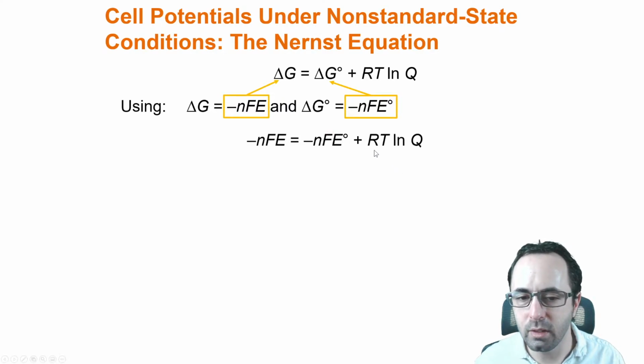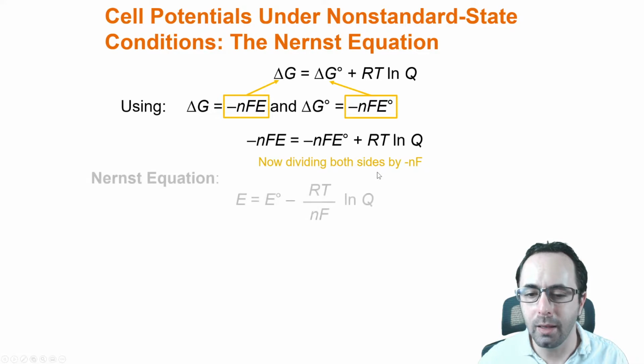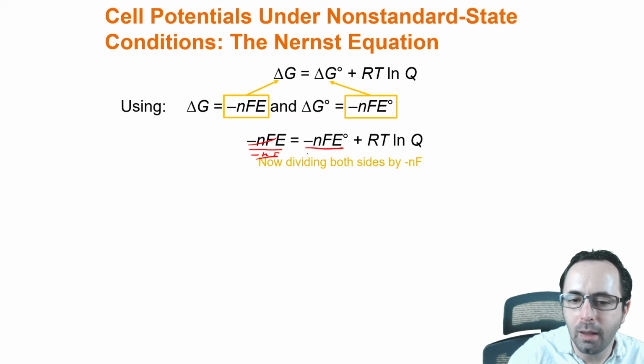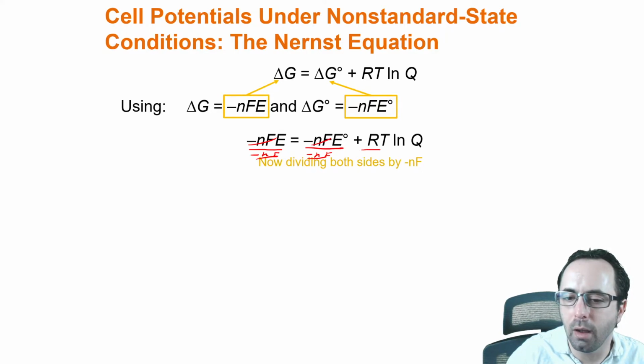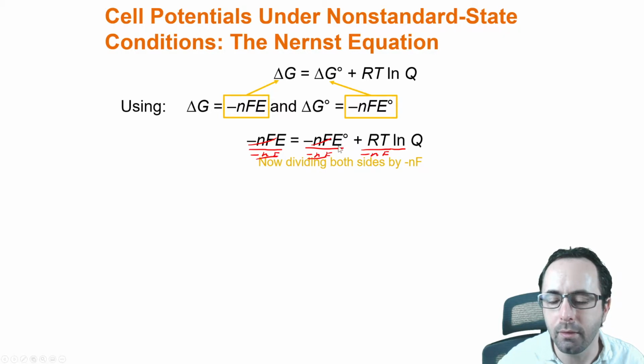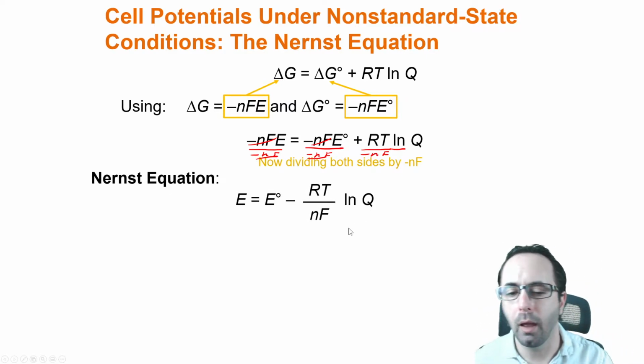Now obviously this equation is a bit ugly, so what we'd like to do is divide both sides by negative nF. Remember, we're going to divide all terms by negative nF. And so here we get E on this term, we get E standard on this term, and on this one, since there's a negative, we get negative RT over nF ln Q. And this is referred to as the Nernst equation.